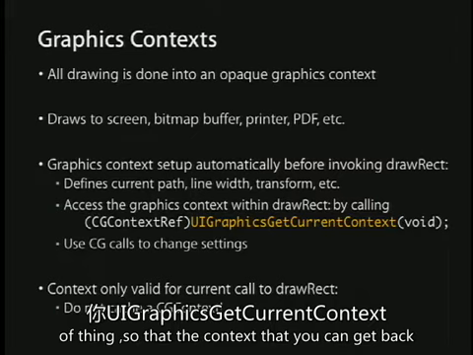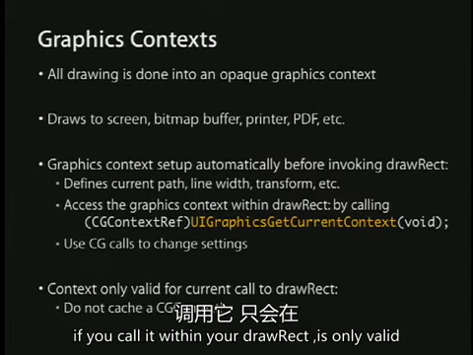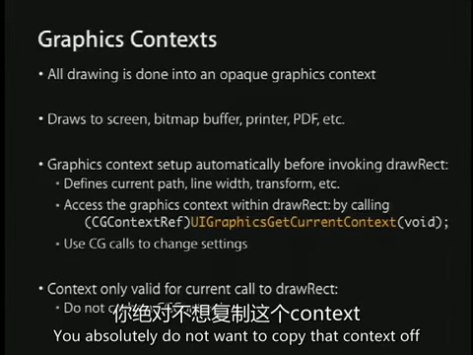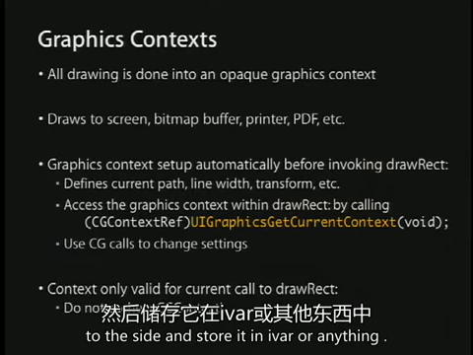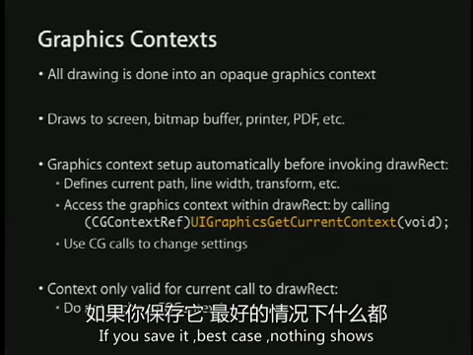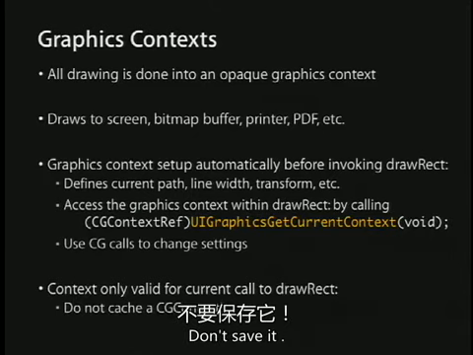The context that you get back with UIGraphicsGetCurrentContext, if you call it within your drawRect, is only valid for the duration of the drawRect call. You absolutely do not want to copy that context off to the side and store it in an ivar or anything. It gets deallocated by UIKit as soon as drawRect returns, and it's no longer valid. If you save it, best case, nothing shows up on screen when you draw to it. Worst case, your application crashes. Don't save it. Nothing good can come of that.